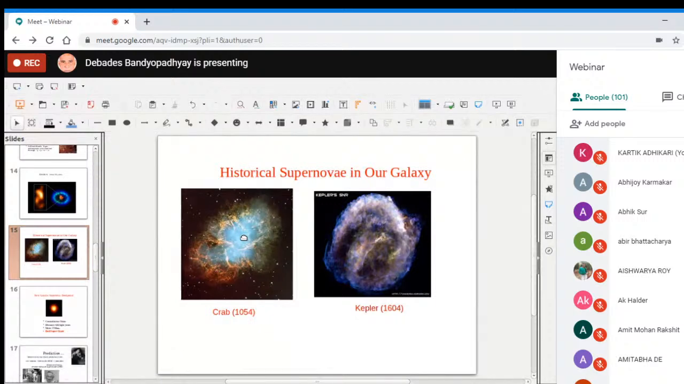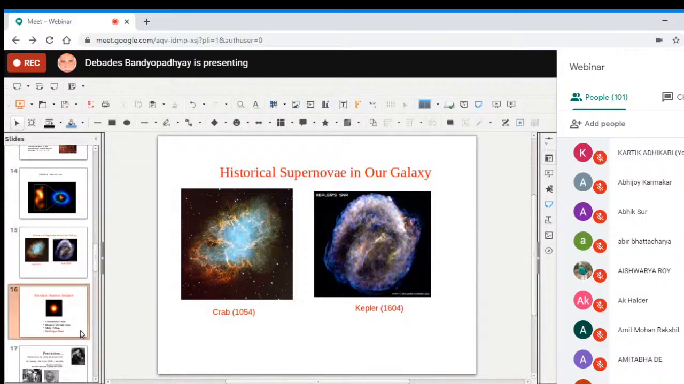What is a pulsar? Now, if you take the difference of these 2 years, you see that it is roughly 450 years for the occurrence of a supernova in our galaxy. So there should be another supernova due in our galaxy. What could be that supernova in our galaxy?